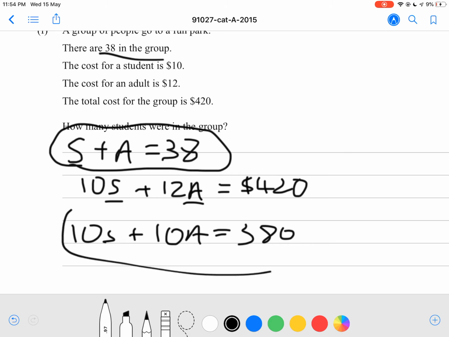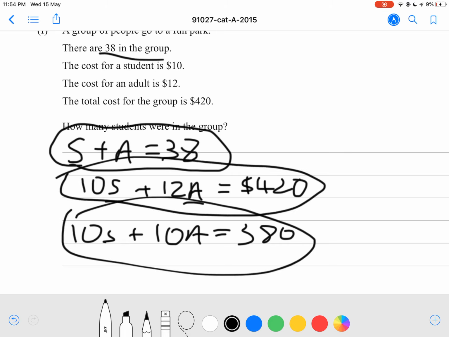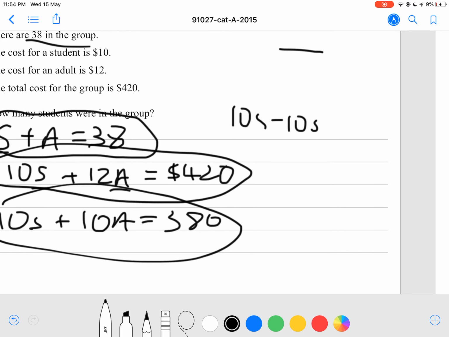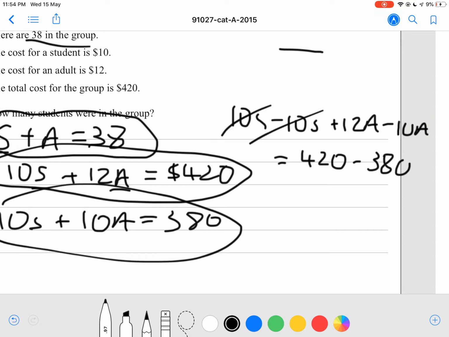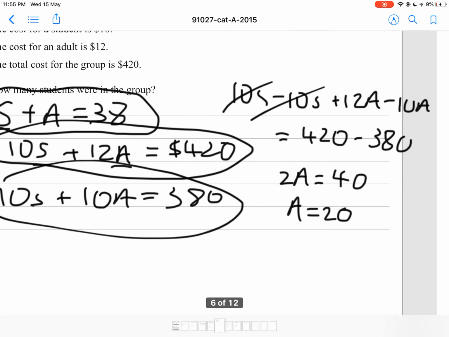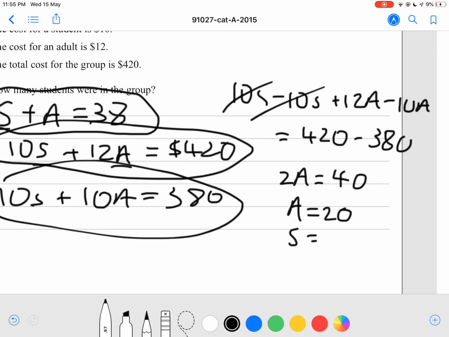And then you take this equation from this equation. So therefore, basically 10S minus 10S, plus 12A minus 10A, and that equals to 420 minus 380. So therefore we just got rid of the S, so the S's are gone, and therefore that only leaves 2A equals to 40, and therefore A equals to 20. So therefore there are 20 adults and there are 18 students, because there are 38 people in total.